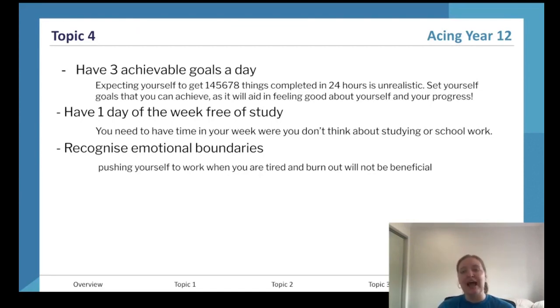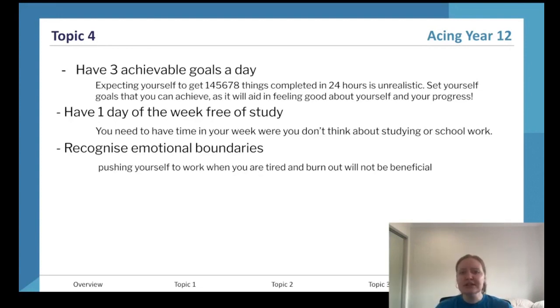Super good. Have one day of a week that is completely free of study, that you don't even think about school, that you don't think about anything. Obviously, it's going to have to be one of the weekend days, typically, because you're at school the other days of the week. But you need to have some separation from your academic studies to ensure that you have that balance we were talking about right at the start of the session.